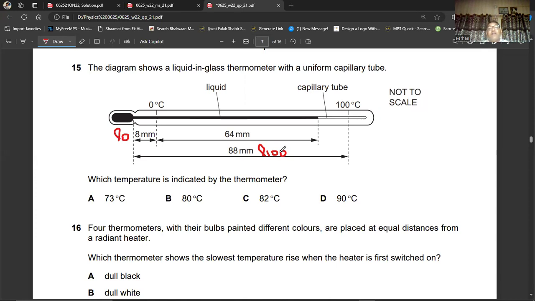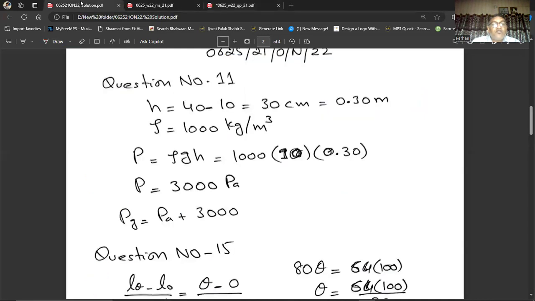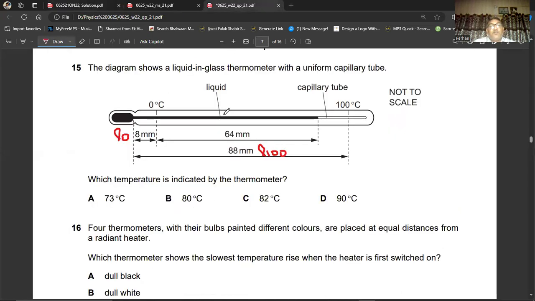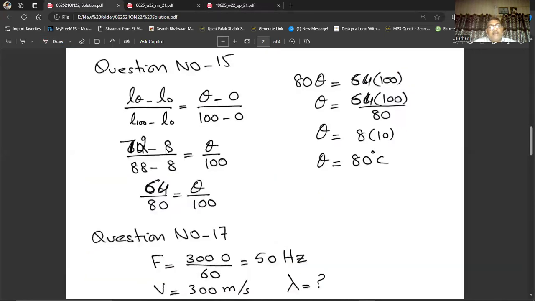Now, when the length of the mercury is 64 plus 8, what is the temperature? This is a very famous type of question, so let me show you. (L theta minus L naught) divided by (L100 minus L naught) is equal to (theta minus 0) divided by (100 minus 0), because L naught represents 0 degree centigrade and L100 means 100 degrees. So L theta will be 64 plus 8, that will be 72 minus 8, divided by 88 minus 8, equals theta by 100.